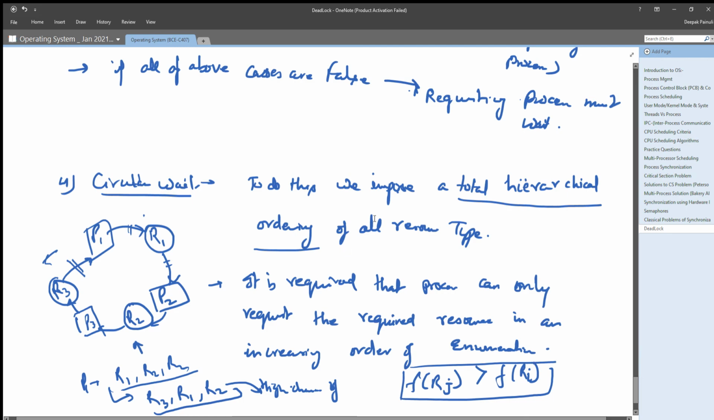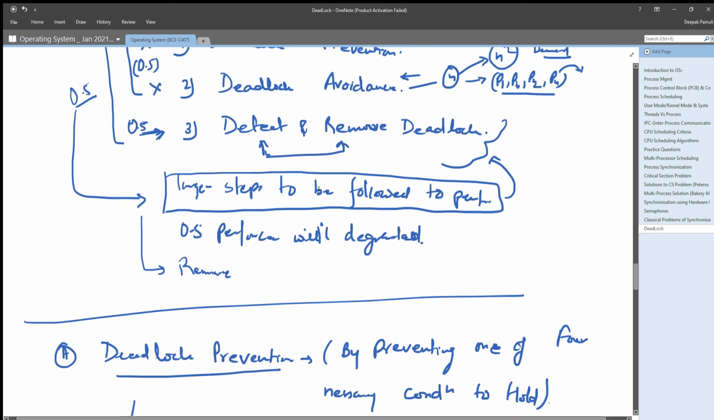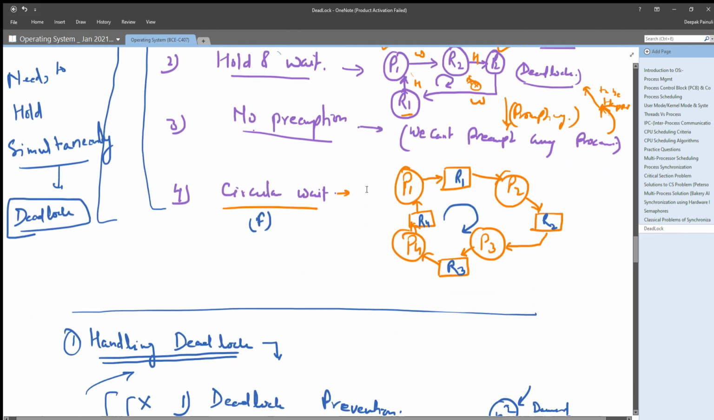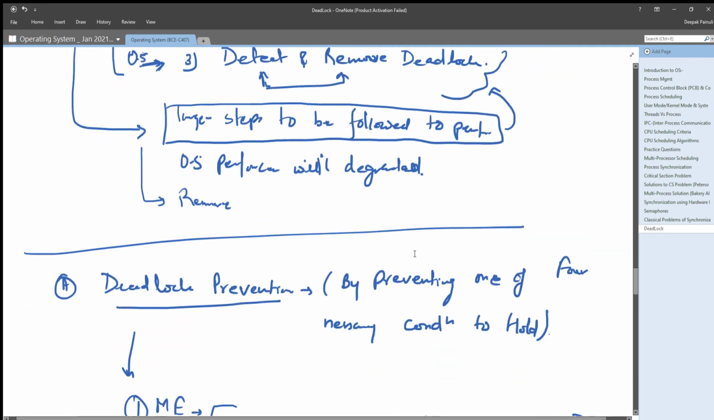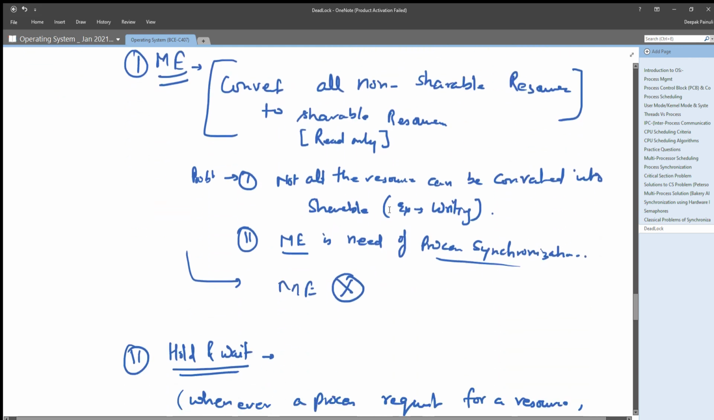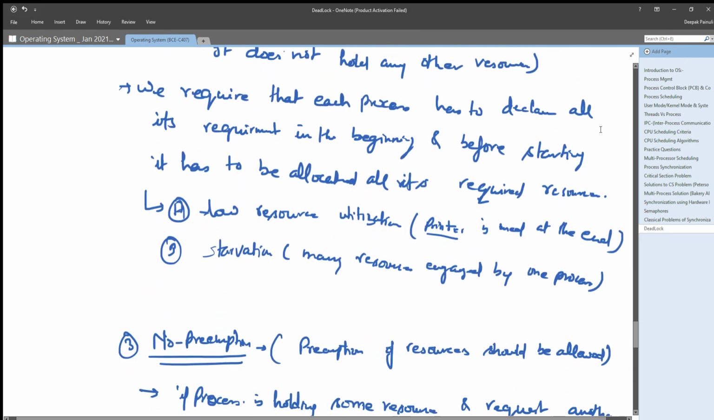So this is what we have understood in this class: what the necessary conditions for deadlock are, and what the different techniques for handling deadlock are, which are named prevention, avoidance, and detection and removal techniques. After these, we have discussed only the deadlock prevention technique in this class. So I think I made it clear to you guys.